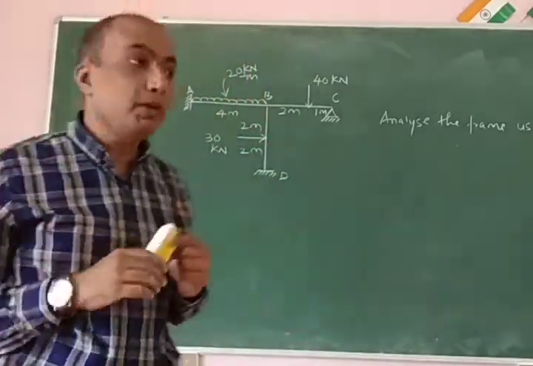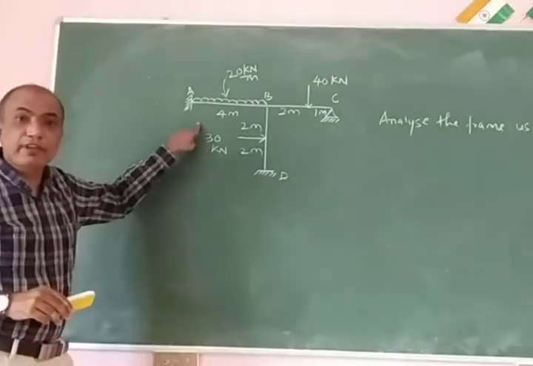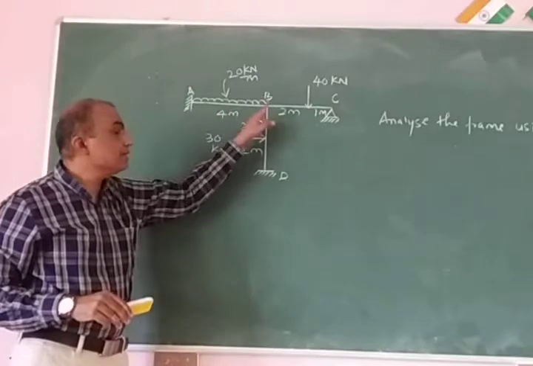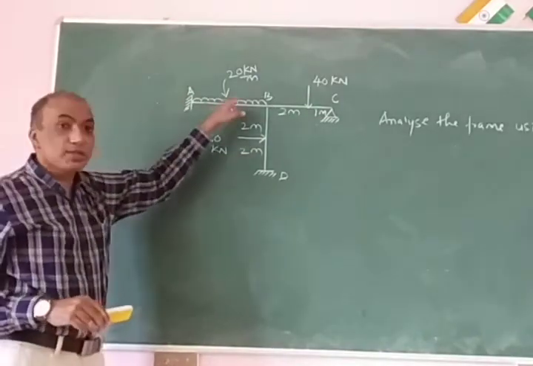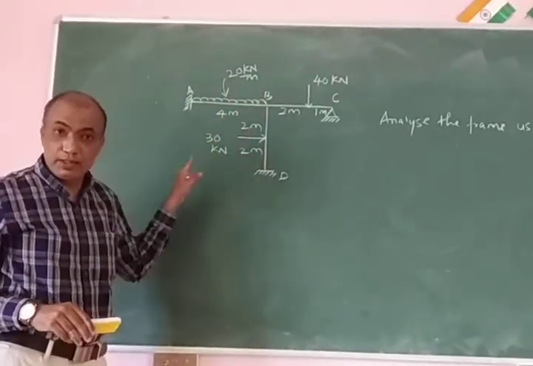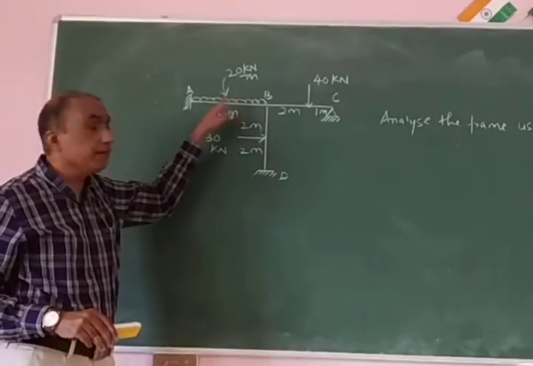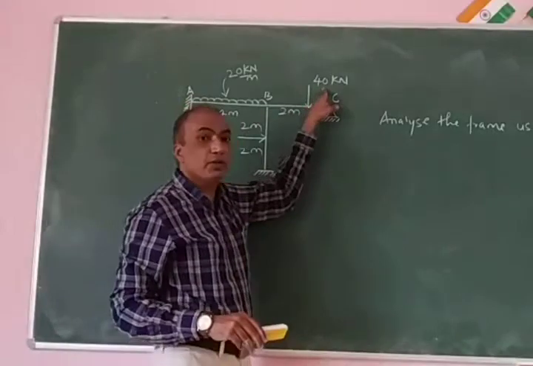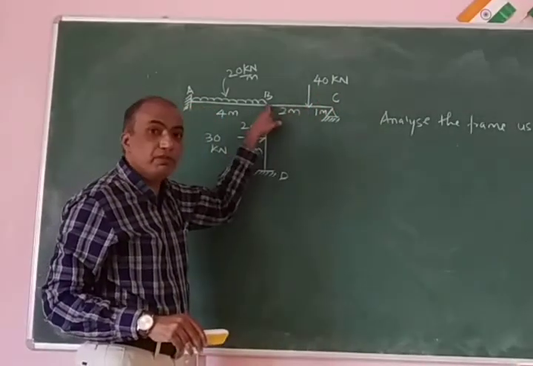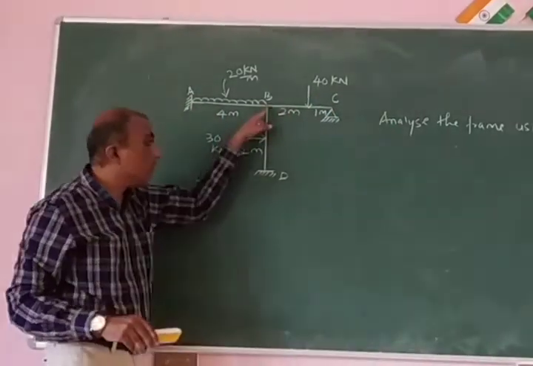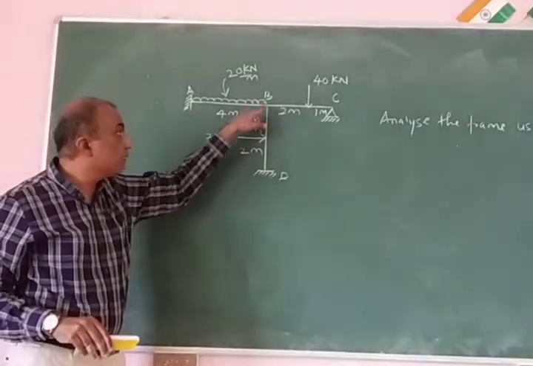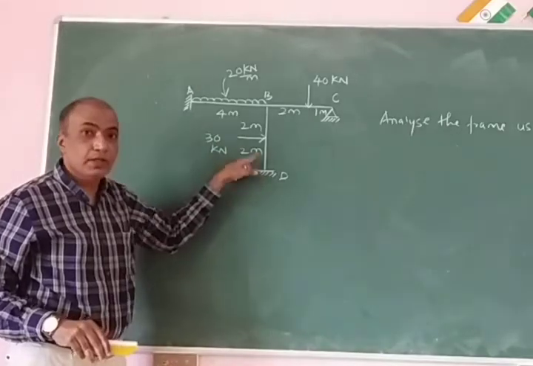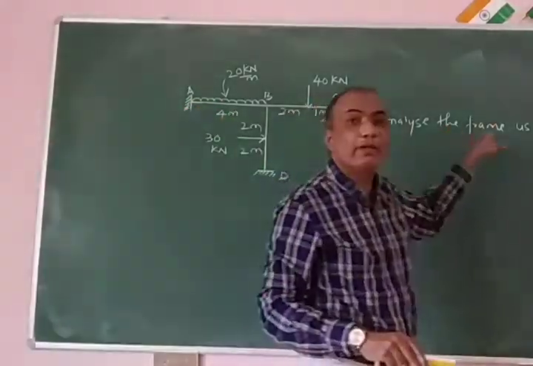So I have taken a problem here. You can see this is the frame. This is a T frame. It has three members AB, BC and BD, and the loads are shown on the board. You can see 20 kN per meter for AB, it is UDL. There is a concentrated load of 40 kN at a distance of 2 meters from B for BC, and there is a vertical member which is subjected to a load of 30 kN at the center of BD. So analyze this frame using the slope deflection method.